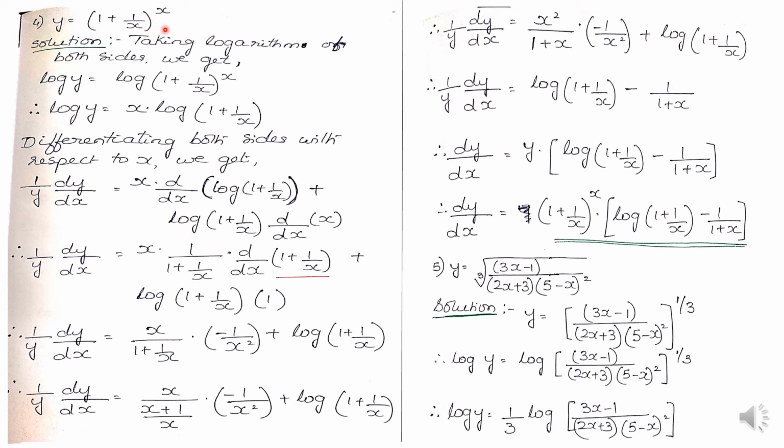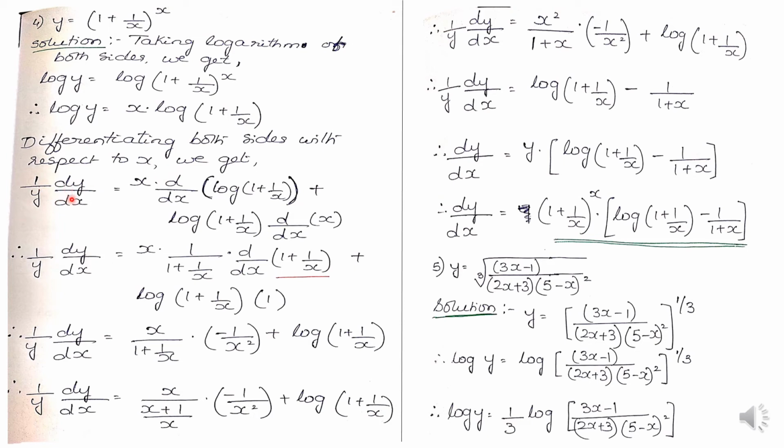Now the question is y is equal to 1 plus 1 upon x the whole raised to x. Taking logarithm of both sides. As usual, we get log y is equal to log of 1 plus 1 upon x raised to x. Therefore, writing x to the side, we get log y is equal to x into log 1 plus 1 upon x.